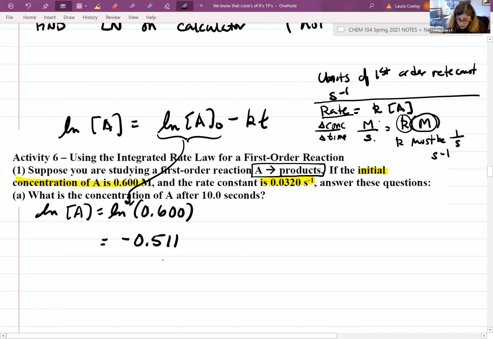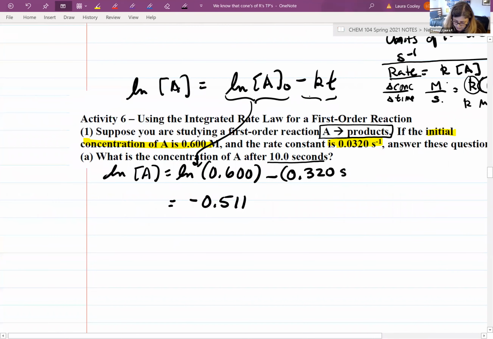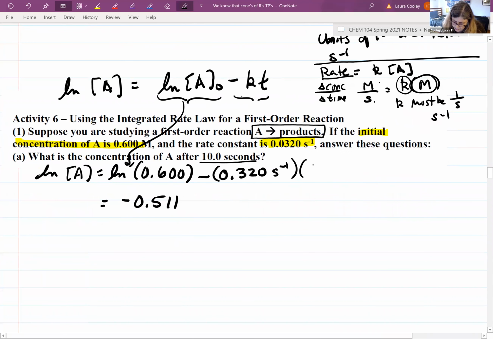Okay. Now, the next thing we have to do is the minus KT. K is 0.0320. T is, well, it's 10 seconds, right? Because it says you want to know what is the concentration of A after 10 seconds. And look at here, the units are going to cancel. Seconds minus 1. Okay, so these units cancel. Good, because this has no units. Whenever you take a log, it's no units.